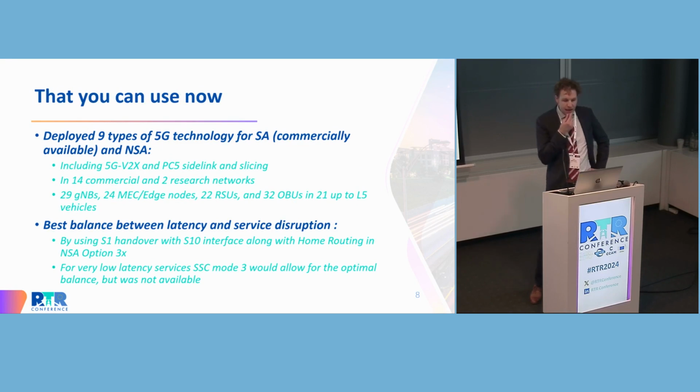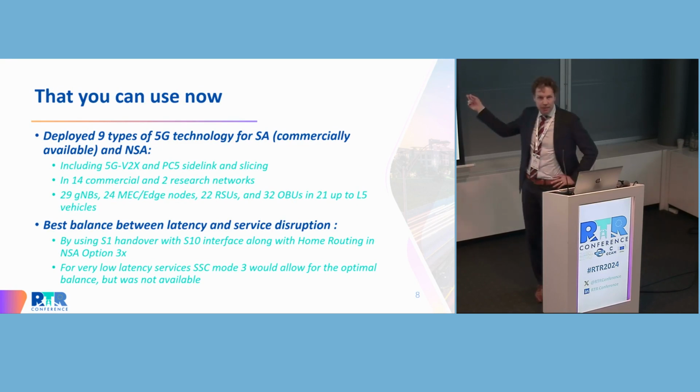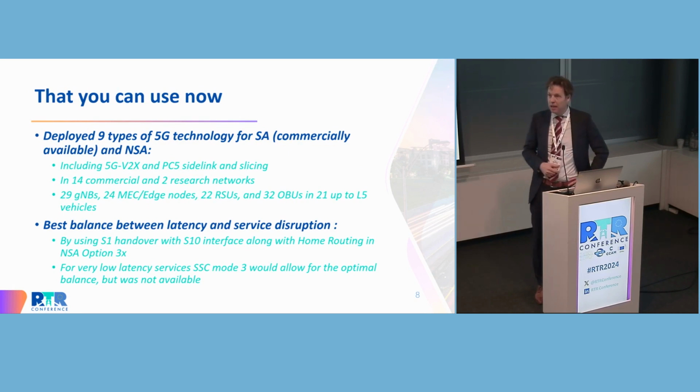So we deployed 9 types of 5G technology for NSA, which was commercially available, which is very relevant to know, and SA. Including 5G V2X and PC5 sidelink. In total, 14 commercial and 2 research networks, so to be able to complement what we do on the road with research, to have more flexibility. Plus, you can have repetitive tests easier, so that you can get statistically meaningful results. So 29 G-Node Bs, 24 MEC edge nodes, 22 roadside units, 32 OBUs in 21 up to level 5 vehicles.